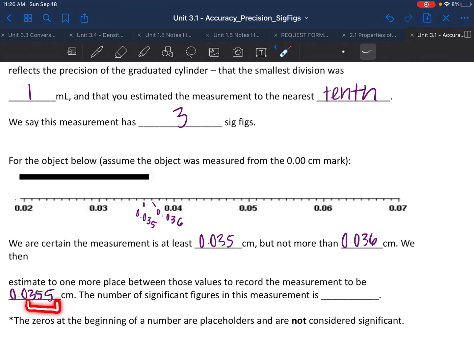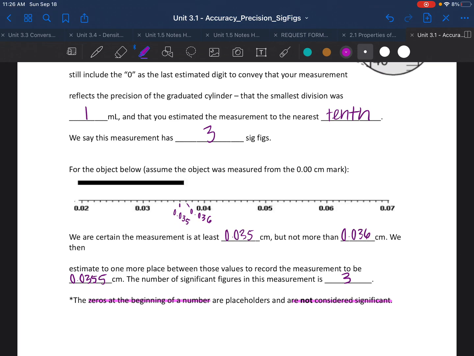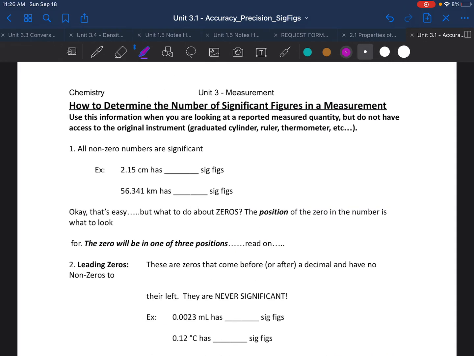The last 3 digits are the only ones that are significant. So we still have 3 significant figures. The key thing to note here is zeros at the beginning of a number are not significant. They are just placeholders. And we'll talk about that more when we get into scientific notation. So let's run through these rules on significant figures. This will help us determine the quantity of how many we have.